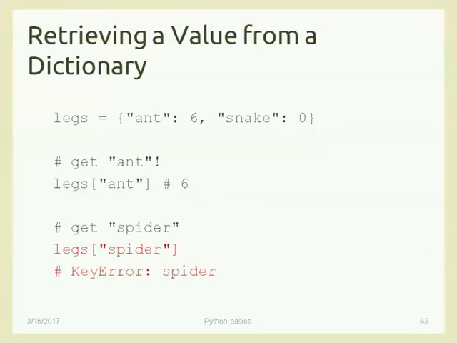The key error, the key is not present in the dictionary. So we can add a key and a value in a dictionary, but we cannot extract information from a key in a dictionary because the key is not present. It doesn't find the key here. We only have ant, snake. We don't have spider. So it cannot give me a number associated to spider.